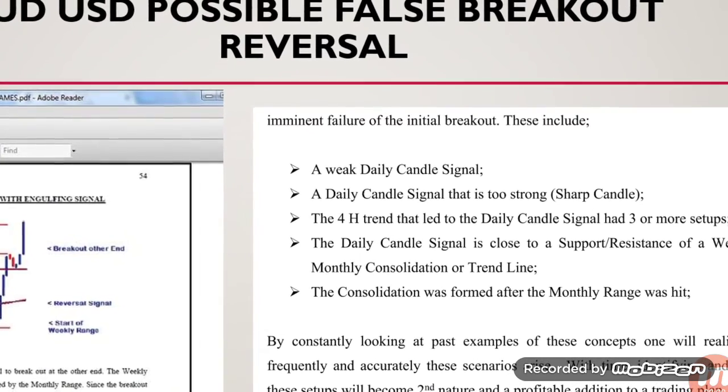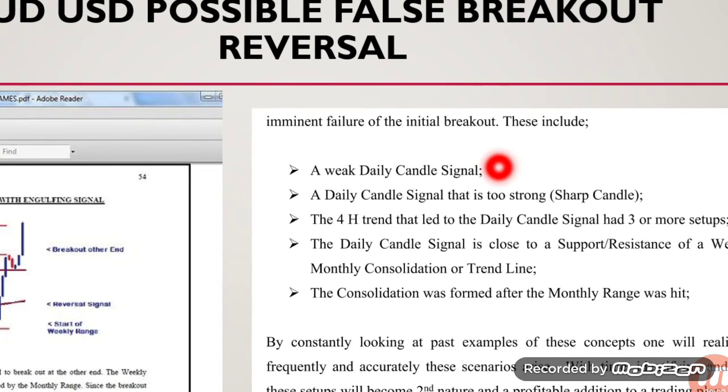And the situation on the Aussie US dollar is that the market has provided a bearish breakout signal below support, but it's actually too weak to start a breakout. And this is one of the 5 reasons that I found that actually leads to false breakout reversals.